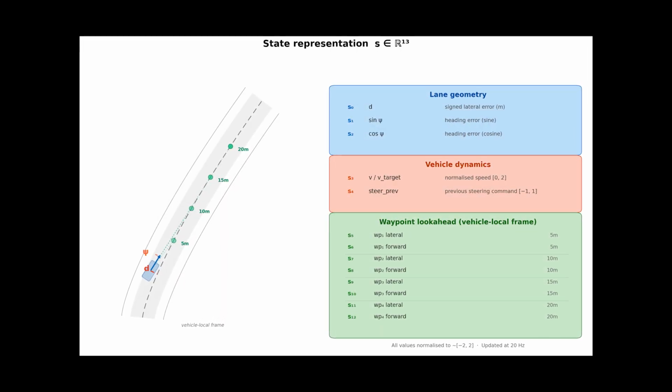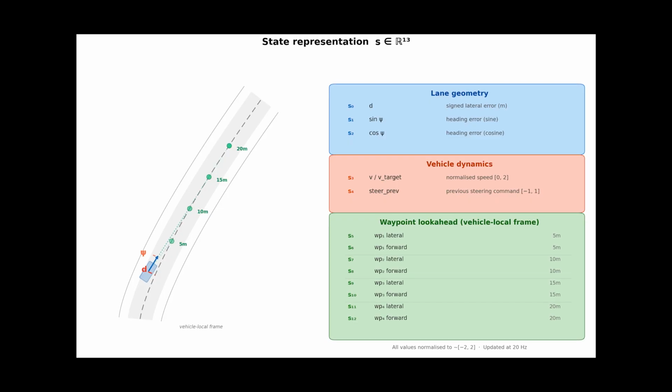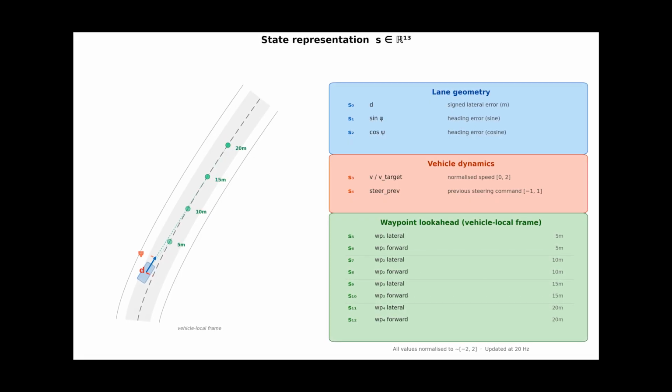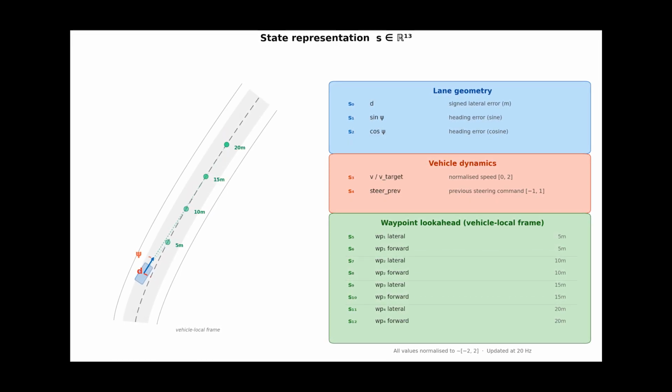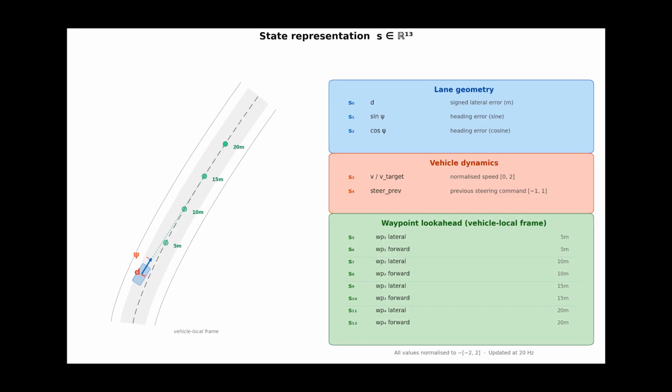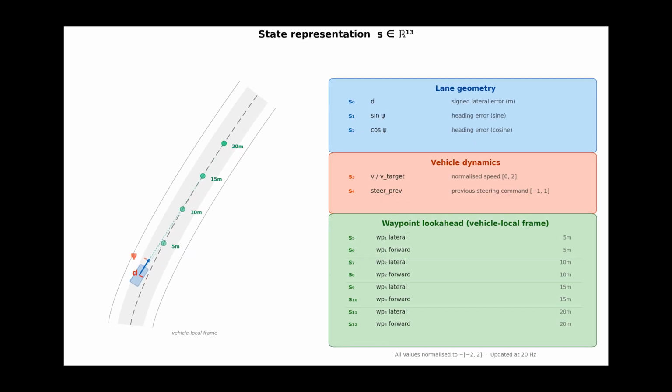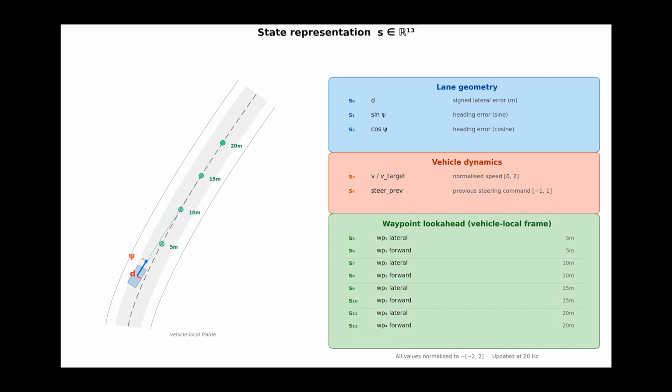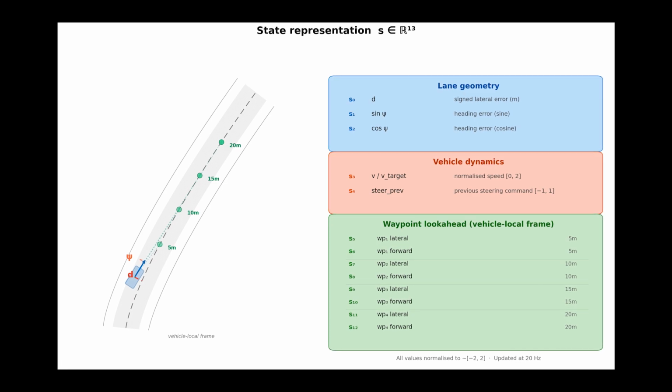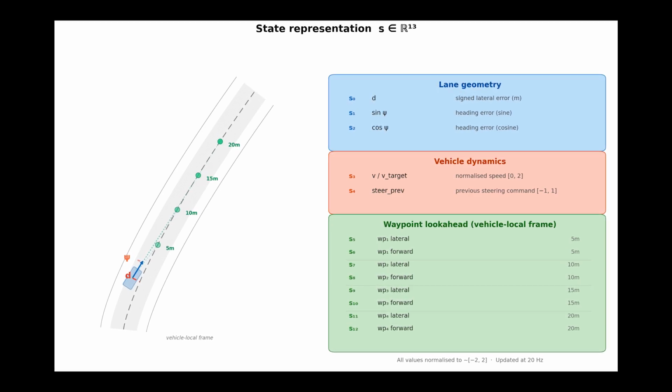Lane geometry captures the lateral distance from the lane center and the heading angle, decomposed into sine and cosine to avoid discontinuities when the car turns aggressively. Vehicle dynamics captures the current speed relative to the target speed and the previous steering command, giving the agent memory to smooth its turns. The third group is the most important, a 4-waypoint look ahead.